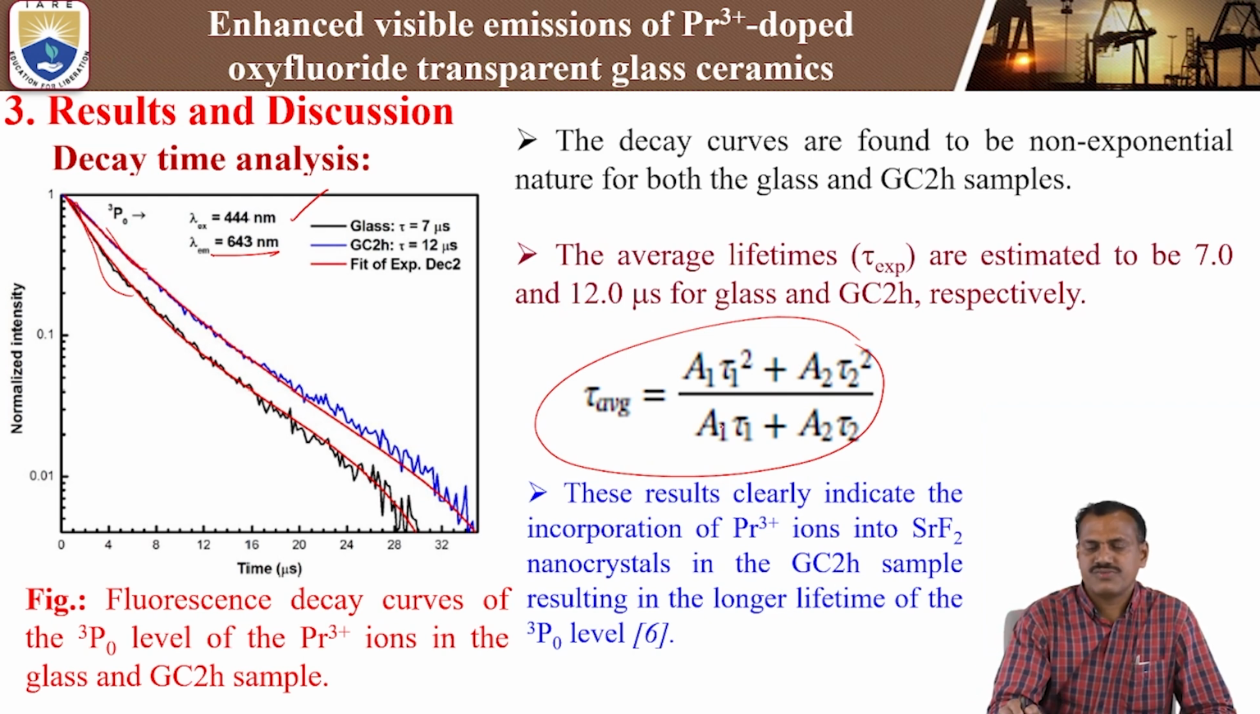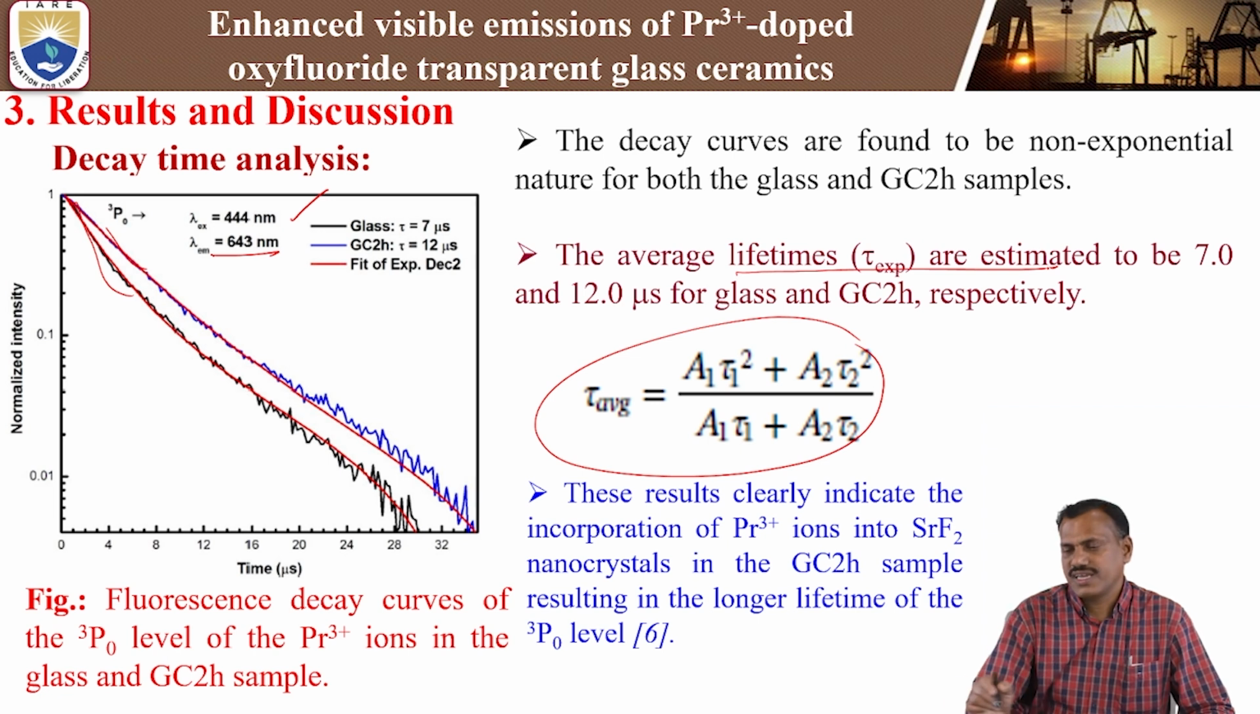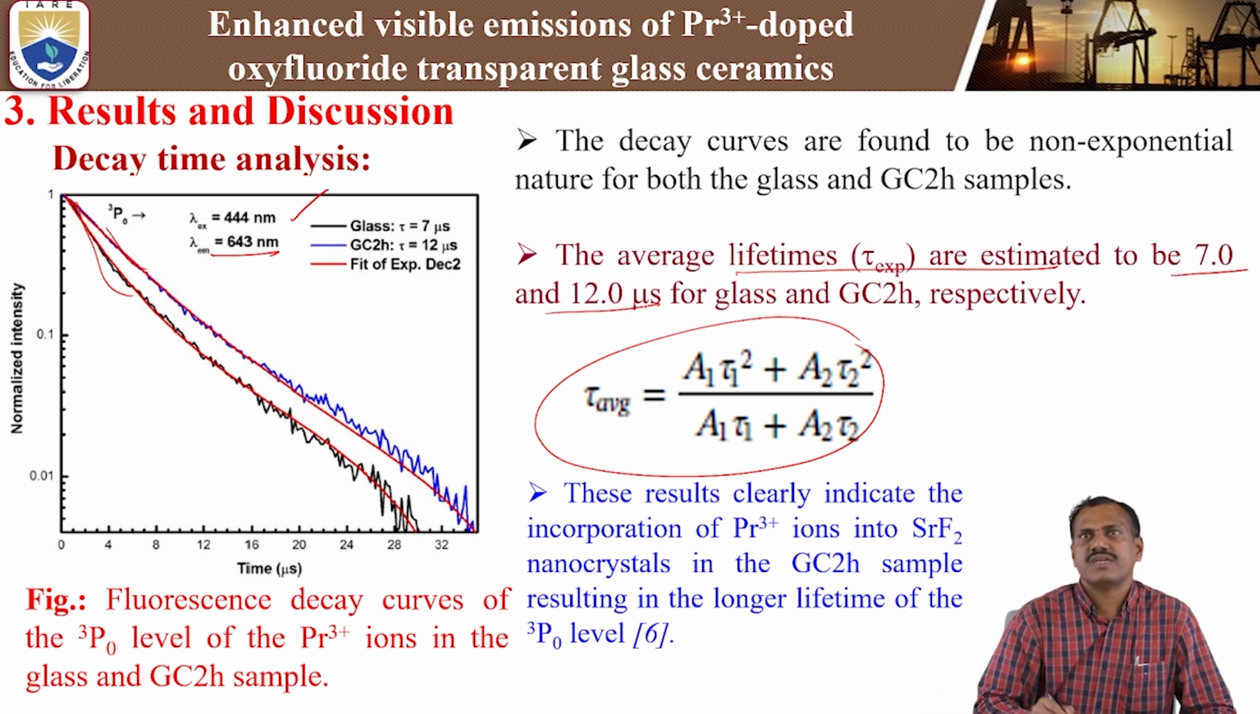By using this formula we can calculate the average lifetime. The estimated value for the glass is 7.0 microseconds, and in glass ceramics it is 12.0 microseconds. That means almost 5 microseconds are increased from glass to glass ceramics.